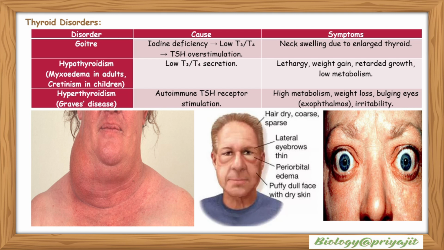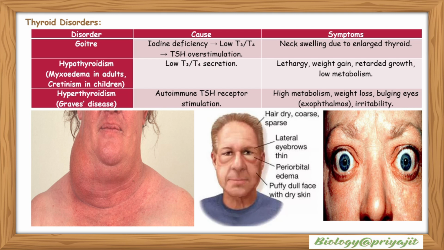Now we should study the thyroid disorders, which include goiter, hypothyroidism or myxedema in adults, and cretinism in children, and also hyperthyroidism, which is also called Graves' disease. So goiter is caused due to iodine deficiency, leading to low T3 T4 levels, which causes TSH overstimulation. Symptoms include neck swelling due to an enlarged thyroid.